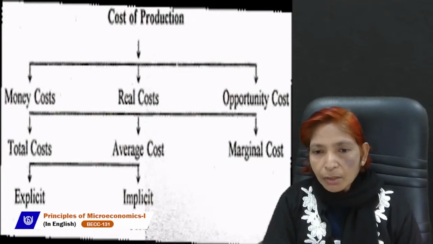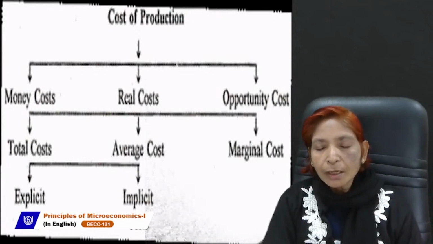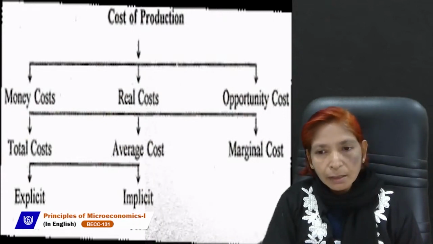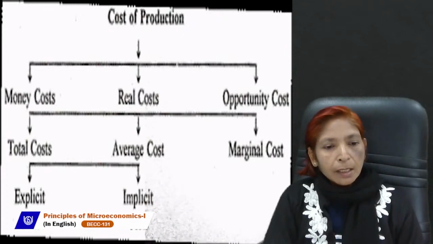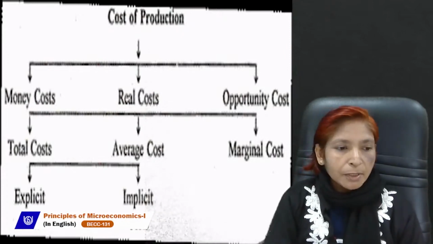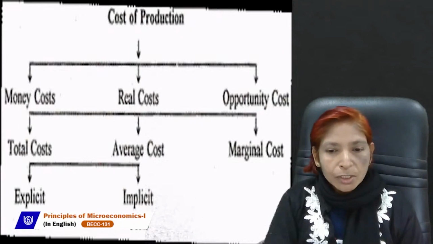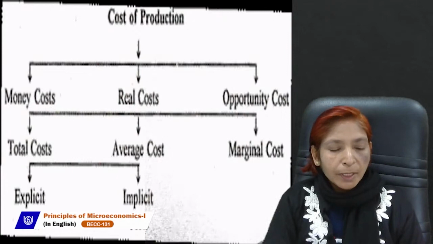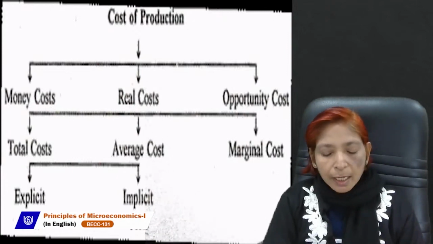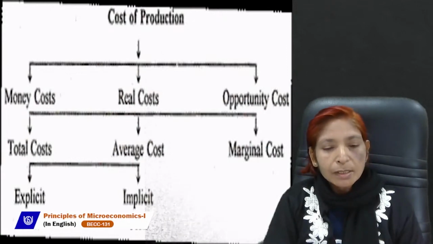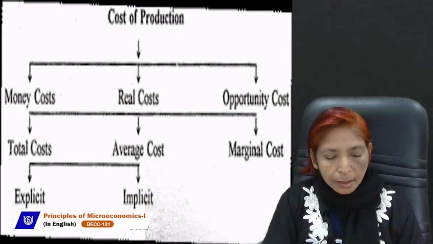Next is opportunity cost. Opportunity cost is the next best alternative which you have to forgo for the production of any other commodity. Cost of production has another three types of cost: total cost, average cost, and marginal cost. And total cost may be explicit or implicit. Explicit cost is also known as direct cost and implicit cost is called indirect cost.